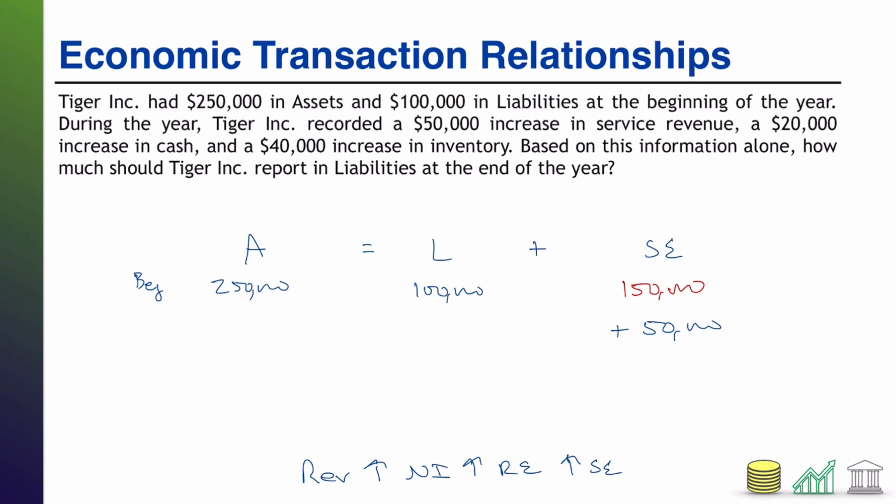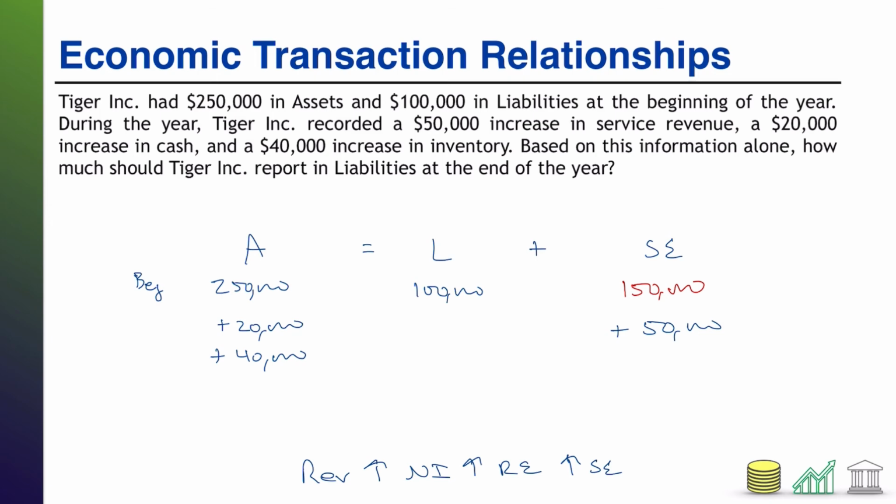It says there was also a $20,000 increase in cash. Cash is an asset, so plus $20,000 on our assets. And it says that there was a $40,000 increase in inventory. So inventory is also an asset, plus $40,000.